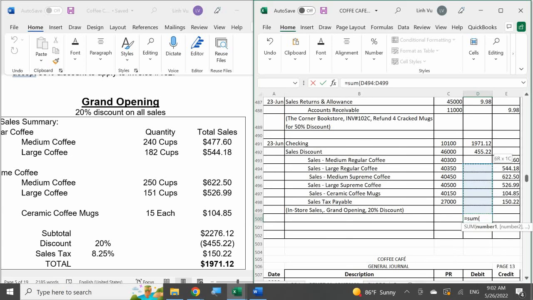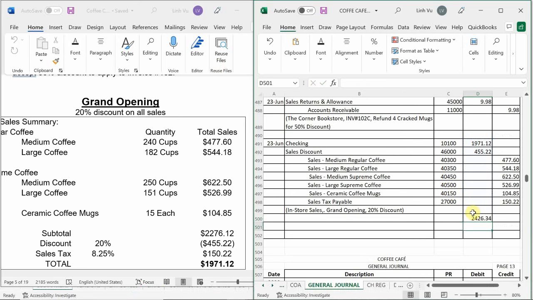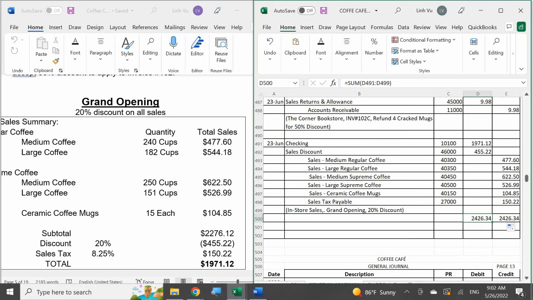Let me test to see if my debits and credits match for this journal. So I have a debit of 24.26.34 on the left, and I have a credit of 24.26.34. Okay, awesome. No typo.